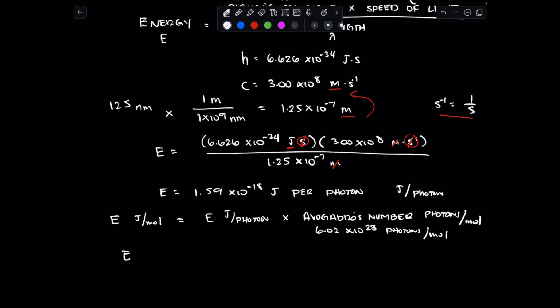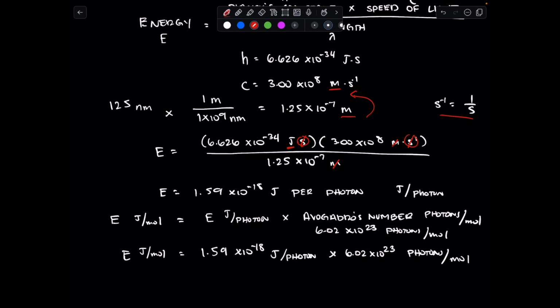So our energy, which is in joules per mole, is going to be equal to our energy of joules per photon, which we have right up here, it's 1.59 times 10 to the minus 18 joules per photon, multiplied by 6.02 times 10 to the 23 photons per mole.